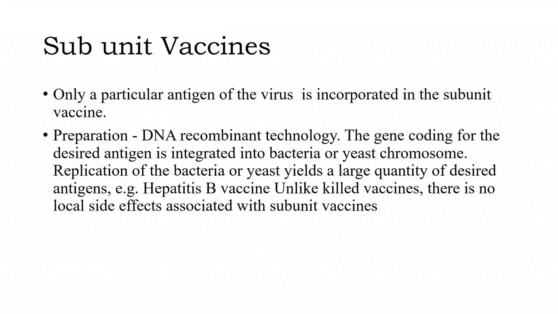Then you have the subunit vaccines, where a particular component of the virus is taken, and using DNA recombinant technology, this subunit can be given to the bacteria or yeast chromosome, so that the bacteria or yeast will produce high quantities of this particular subunit, and that can be used as vaccines.